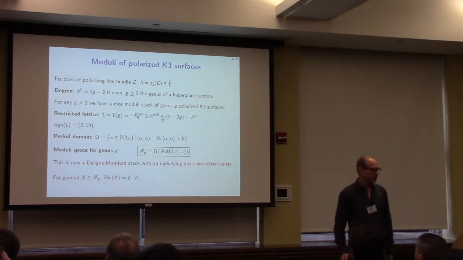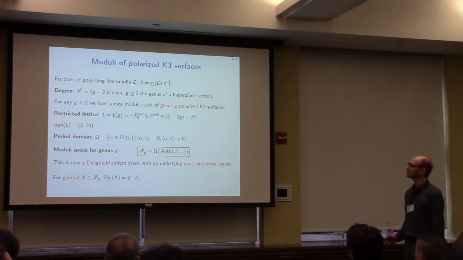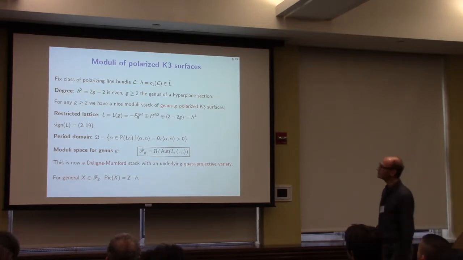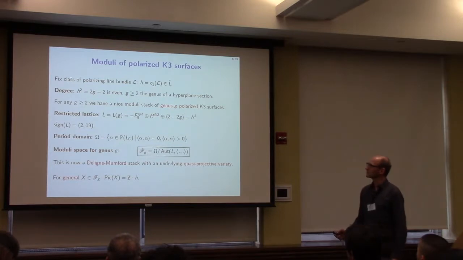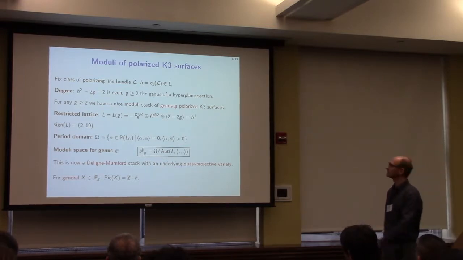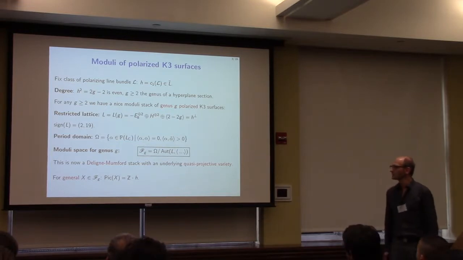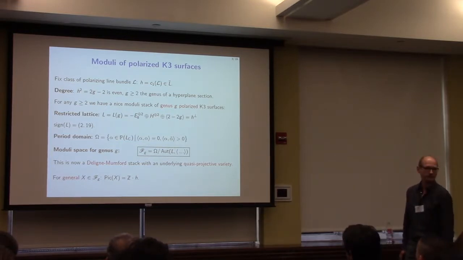So then there's this complementary theory, or refined theory, on algebraic K3 surfaces. Here you fix a polarizing line bundle, and then the classical theory is polarization: this line bundle class has square 2g minus 2, so even, g larger or equal 2, so it starts with 2. That's called the degree of the K3 surface, and that agrees with the genus of a hyperplane section curve. And then for any g larger or equal 2, we have this nice moduli stack, actually the Deligne-Mumford stack of genus g polarized K3 surfaces.